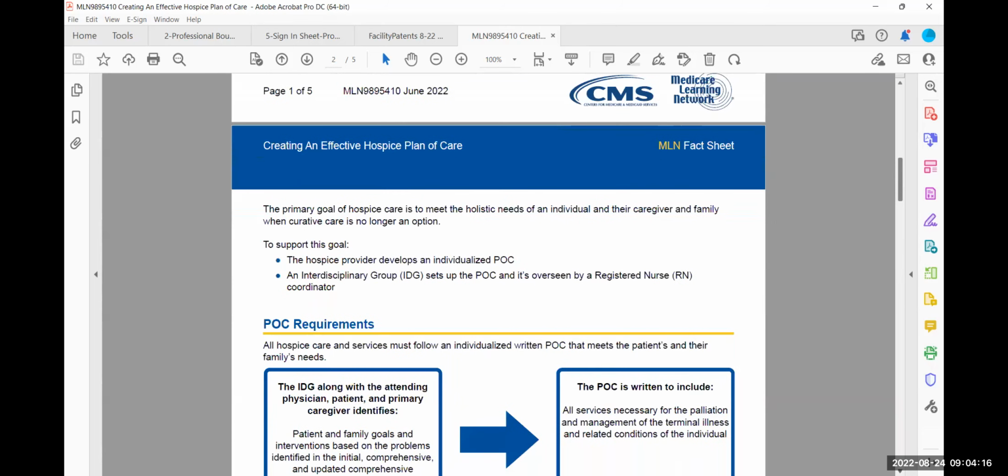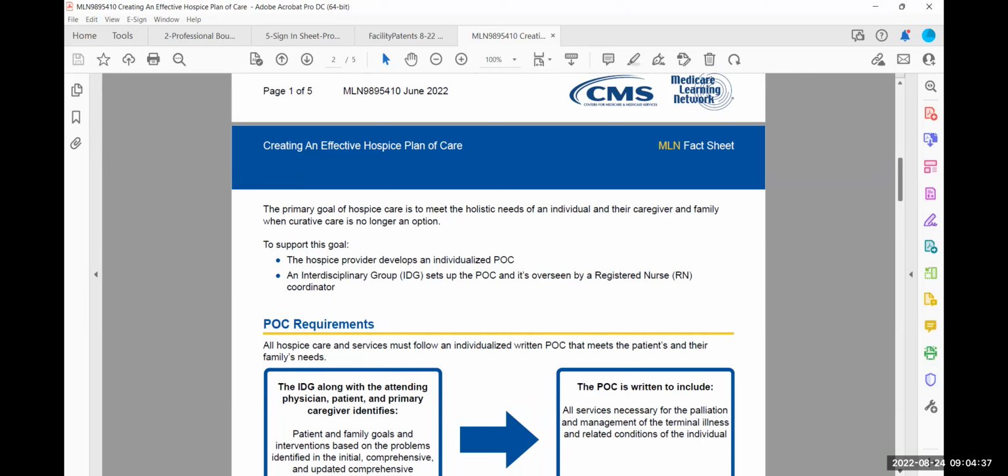So, here, the primary goal of hospice is to meet the holistic needs. And that means everything, the whole person, right, of an individual and their caregiver and family when curative care is no longer an option. To support this goal, the hospice provider develops an individualized plan of care. That's something that we all have to work on.